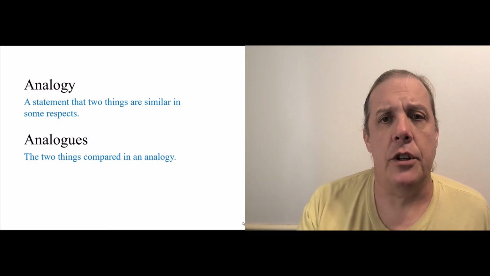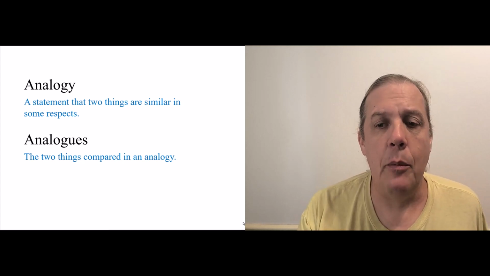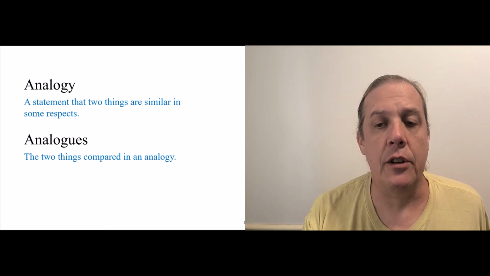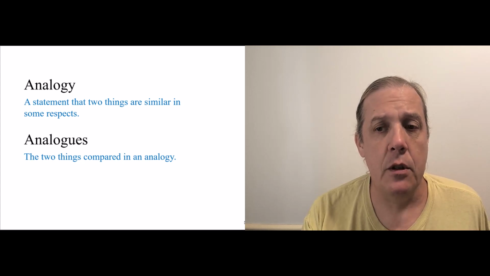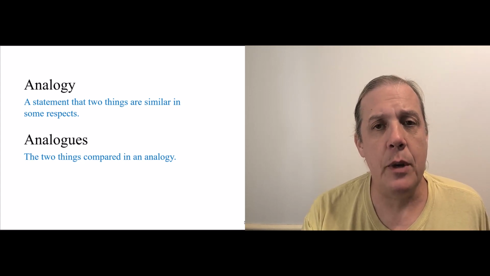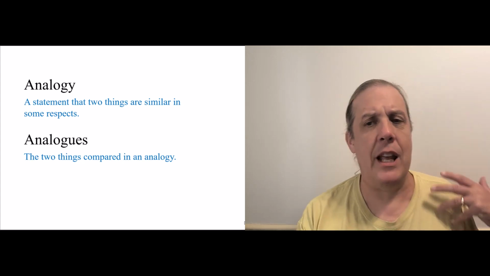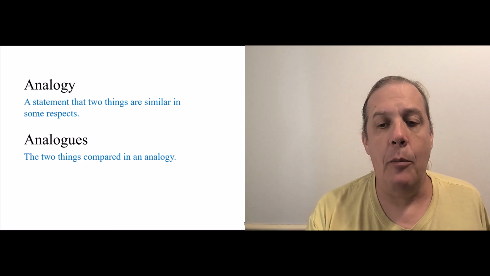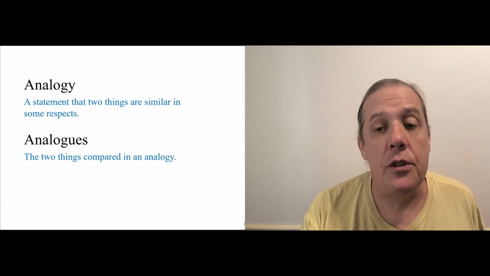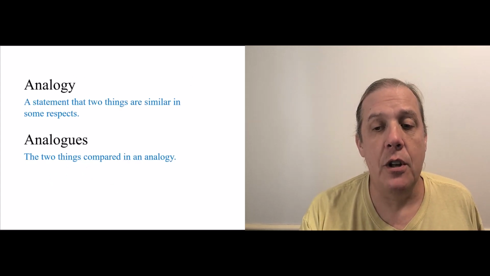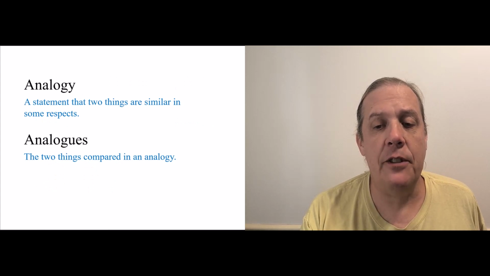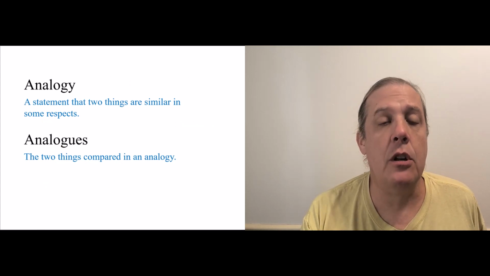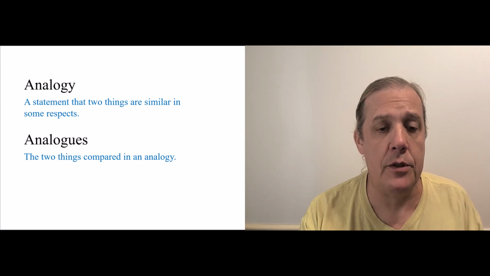So the idea of an analogy is straightforward enough. An analogy is just a statement that two things are similar in some respects. We've called the two things being compared analogs. Notice that since this is a single statement, it can't be an argument yet. As a single statement, it can have many uses. We're going to look at some of those uses and then look specifically at situations where these statements occur as premises in arguments.